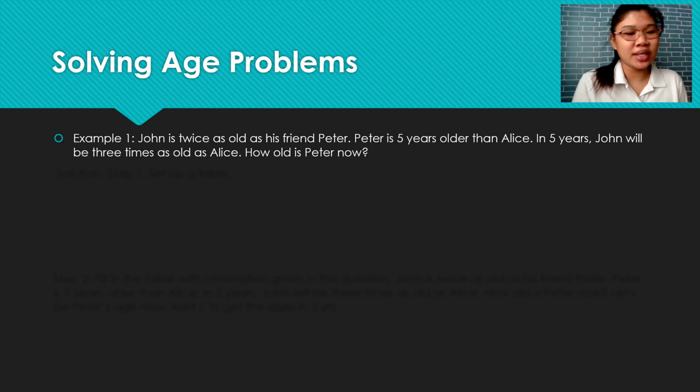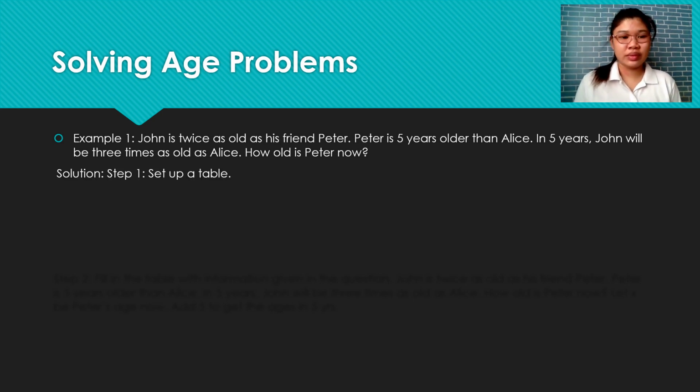So the example is, John is twice as old as his friend Peter. Peter is 5 years older than Alice. In 5 years, John will be 3 times as old as Alice. How old is Peter now? So, first tip, read again. John is twice as old as his friend Peter. Peter is 5 years older than Alice. In 5 years, John will be 3 times as old as Alice. How old is Peter now?